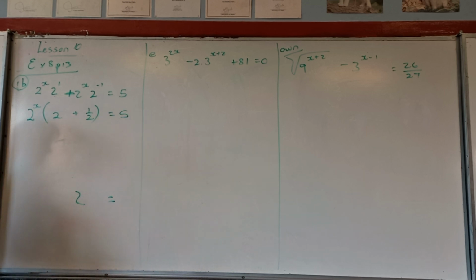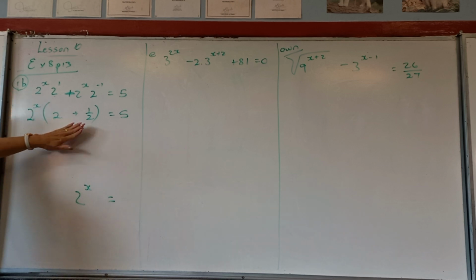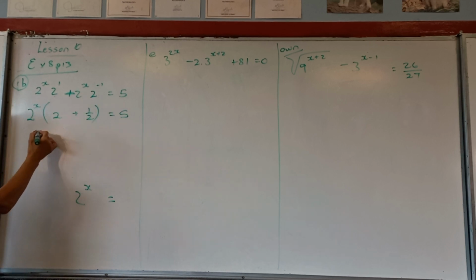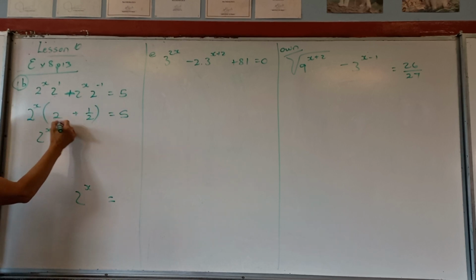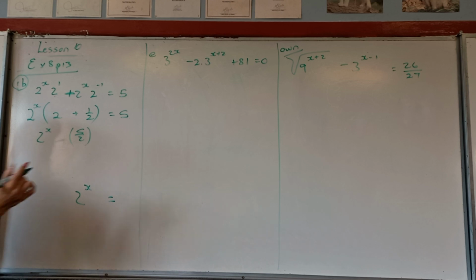My mission is to get this 2 to the x alone, so that I've got 2 to the x equal to 2 to the something. So I've got to get rid of this multiplication. There are variations. You can say 5 divided by this whole bracket, or you can first add them and say 2 to the x times... And when you do this on a calculator, it'll give you 2.5. But the calculator will say 5 over 2, which isn't a problem.